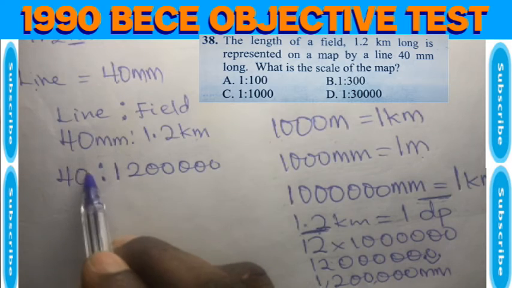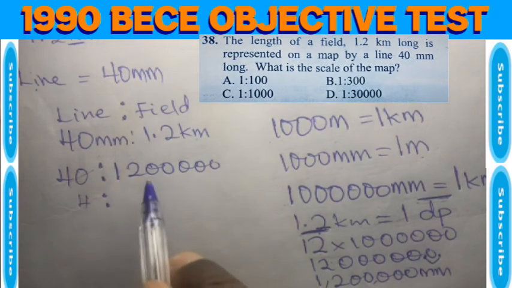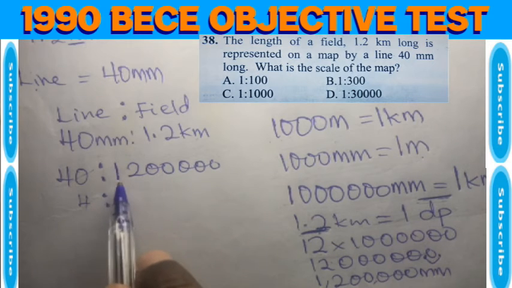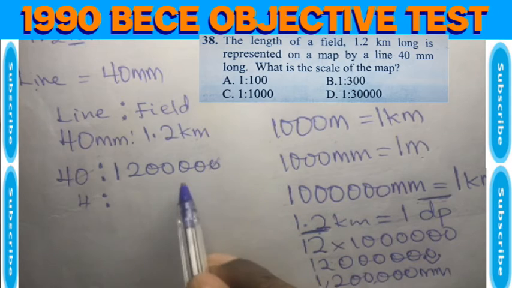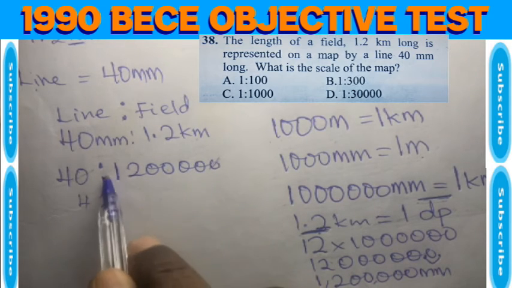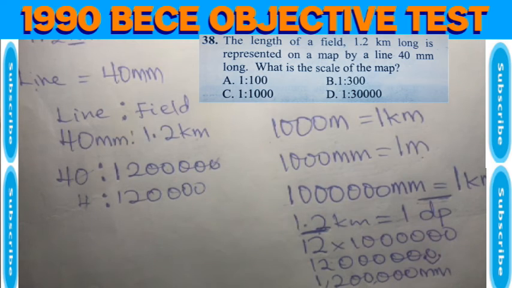Divide 40 by 10, you have 4 left because this 0 will be gone. Divide 1,200,000 by 10, and then 1 zero will be gone. So you have 120,000 instead of 1,200,000. You have 120,000. So over here, we haven't left it in the simplest form.